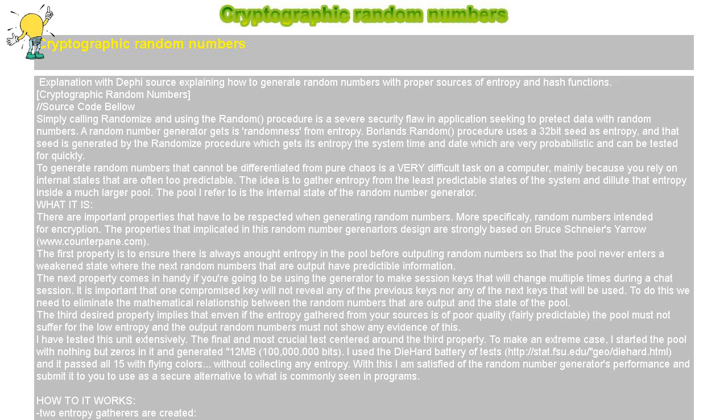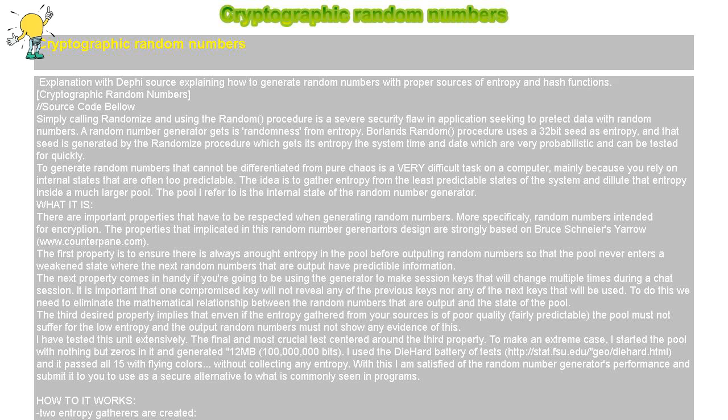Borland's random procedure uses a 32-bit seed as entropy, and that seed is generated by the randomize procedure, which gets its entropy from the system time and date, which are very predictable and can be tested for quickly. To generate random numbers that cannot be differentiated from pure chaos is a very difficult task on a computer, mainly because you rely on internal states that are often too predictable.